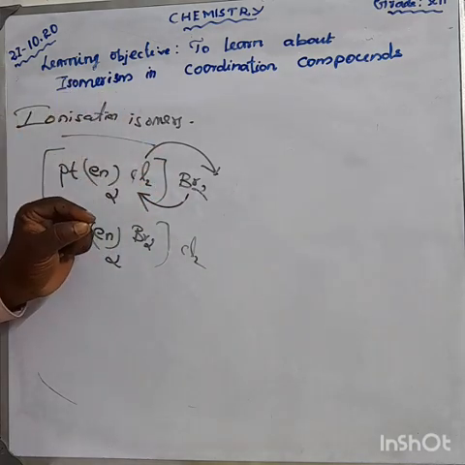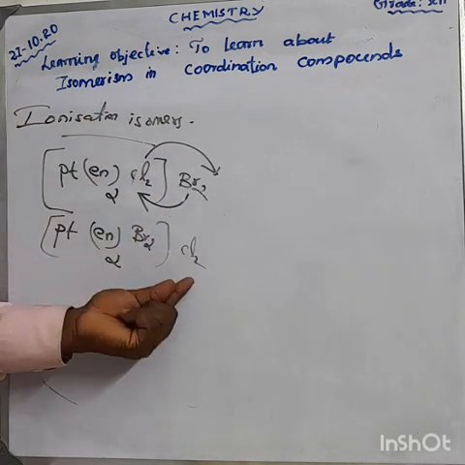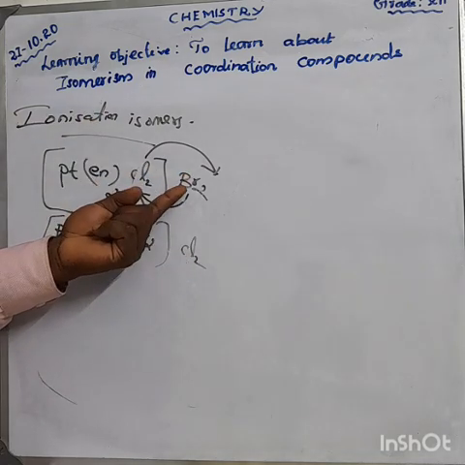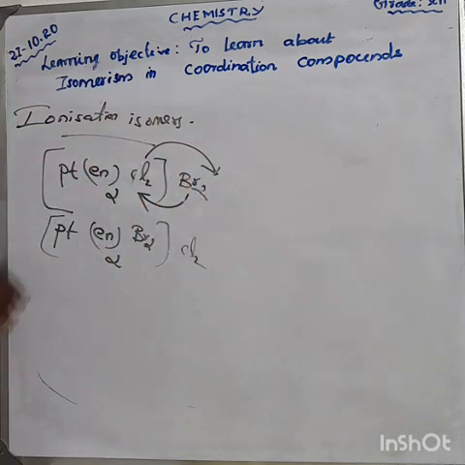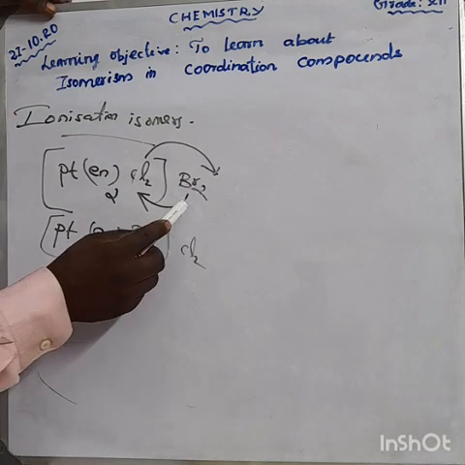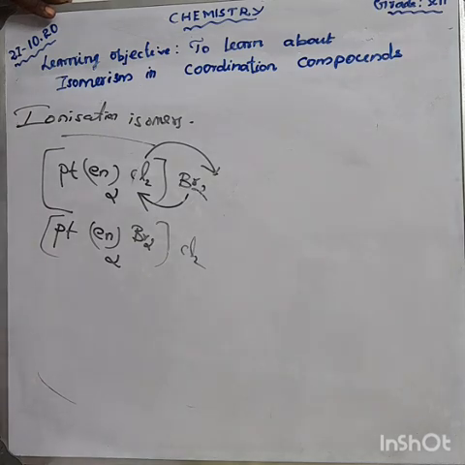Here, what is the definition? The exchange of the counter ion with one or more ligands in the coordination entity will give ionization isomerism. That means here the exchange of this counter ion through the coordination entity gives rise to an isomer called ionization isomerism.